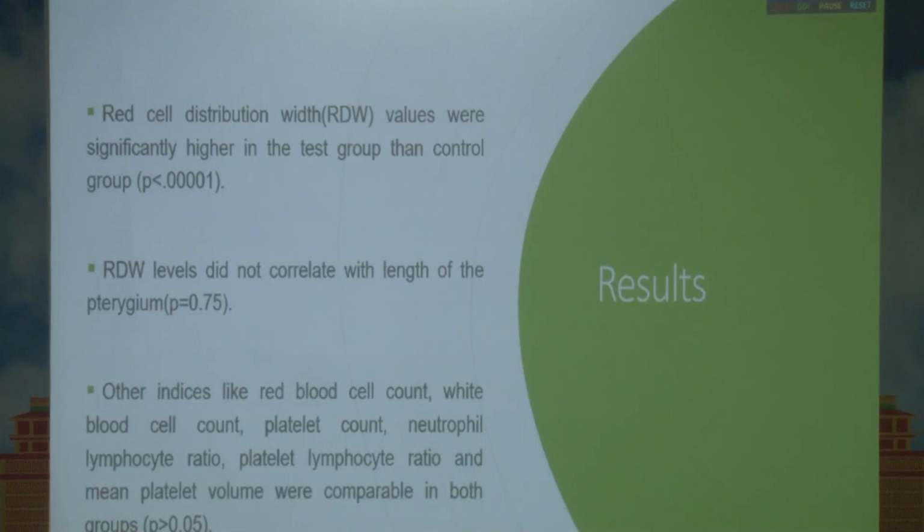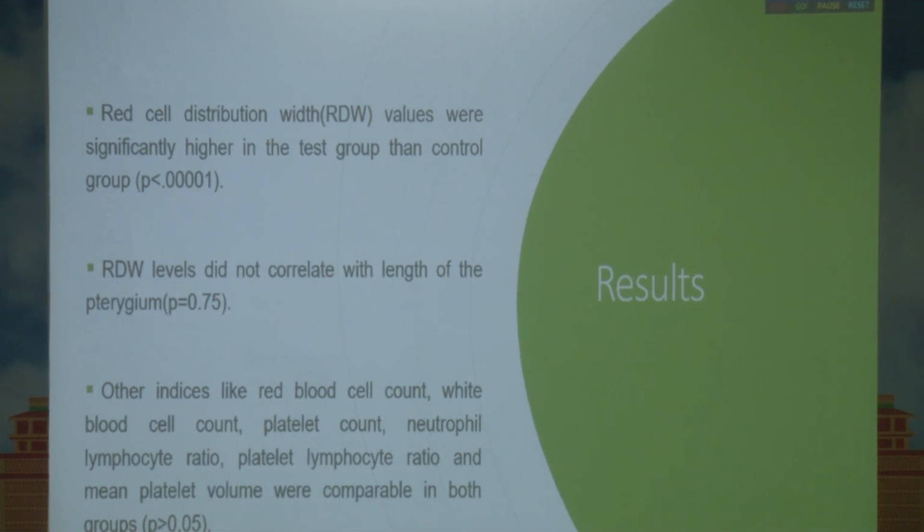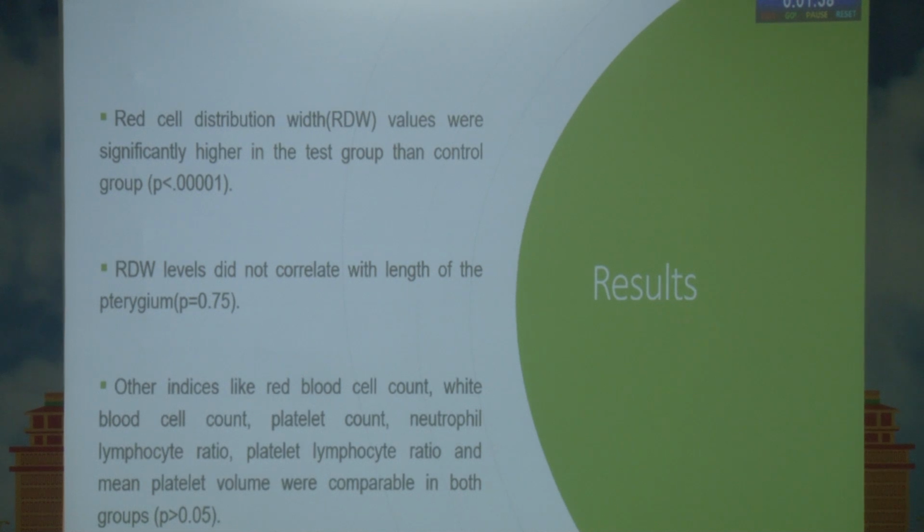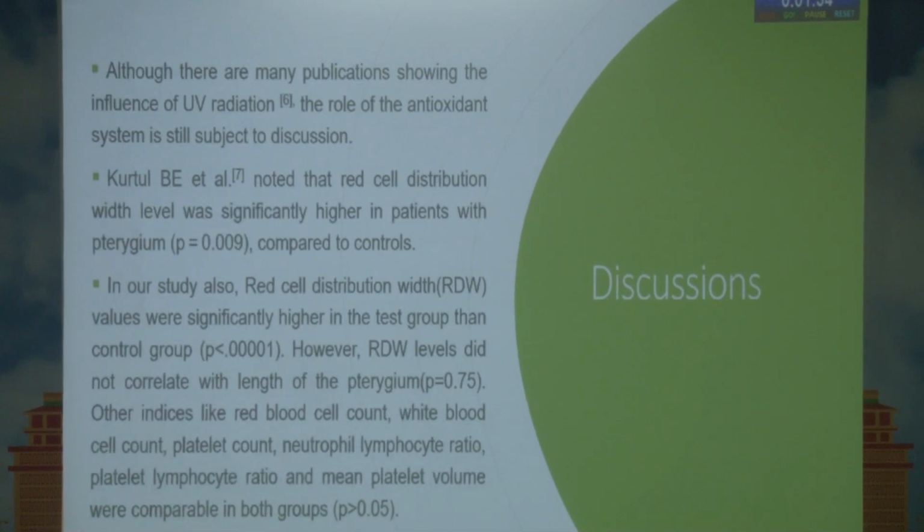So to sum up, the red cell distribution width levels, that is the RDW values, were significantly higher in the test group compared to the control group, as denoted by the significant p-value here, while the RDW levels did not correlate with the length of the pterygium. And other indices like the RBC count, WBC count, platelet count, neutrophil lymphocyte ratio, platelet lymphocyte ratio, and the mean platelet volume were comparable in both the groups.